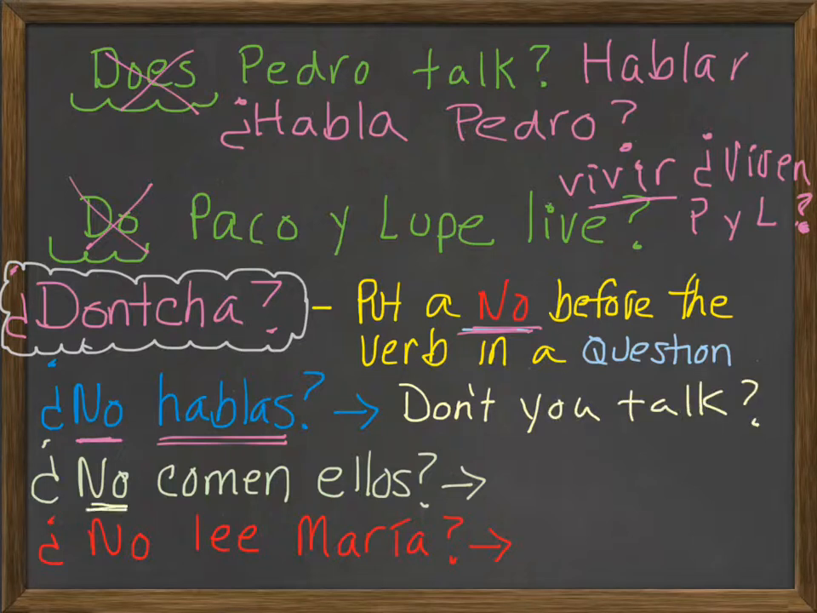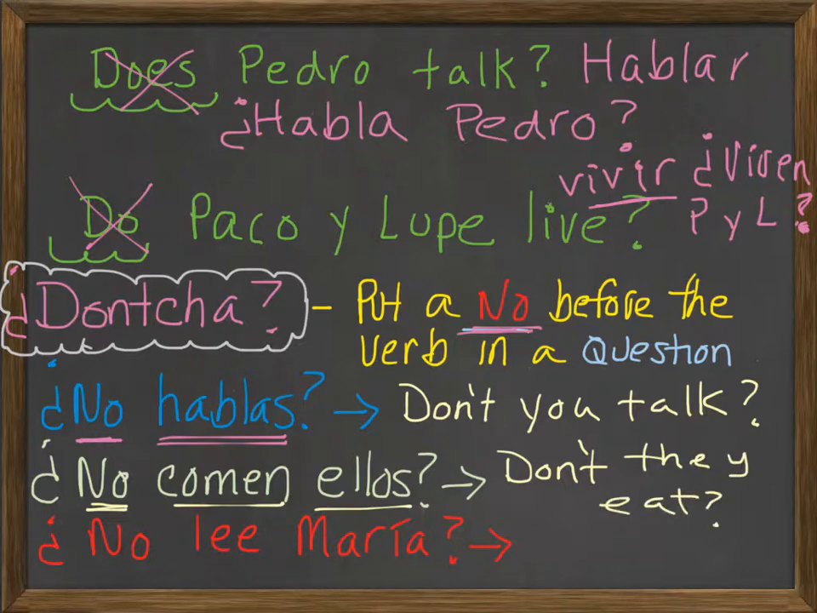I put a no before comen, and then, you know, this means they eat. We're talking about them. It would be, don't they eat? So just notice how the no changes the meaning just a little bit.